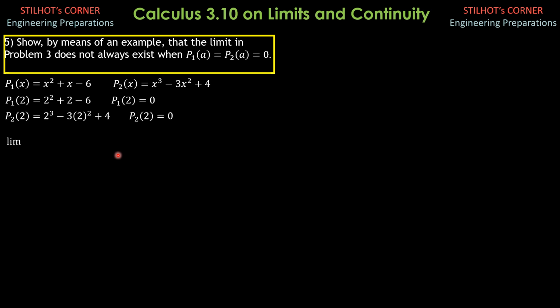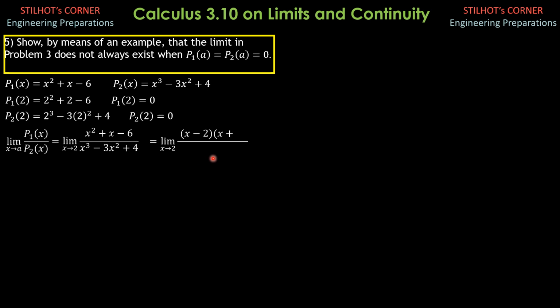So the limit, and we write them in factored form, of p1 of x over p sub 2 of x as x approaches a, is limit as x approaches 2 of the factored form of the first polynomial. We write it first, x squared plus x minus 6 over x cubed minus 3x squared plus 4. Because both approach 0, there is x minus 2 as a common factor. So this is x minus 2 times x plus 3 in the numerator, and in the denominator, x minus 2 squared times x plus 1.